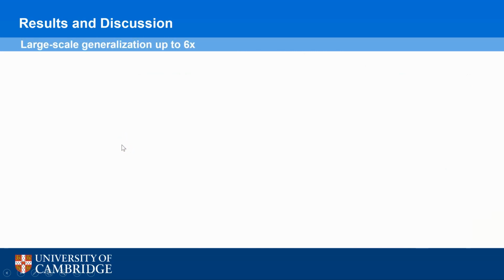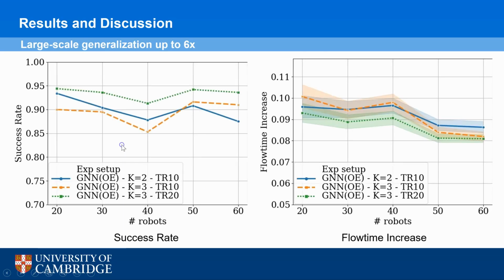We perform a subsequent experiment on larger robot teams to further test generalization. Figures show that our network trained on only 10 robots scales up to 6 times the floor size. We train our model on a 20 by 20 map with 10 robots and test it up to 60 robots in different grid maps with the same effective density. Notably, the results show no significant decrease in performance.